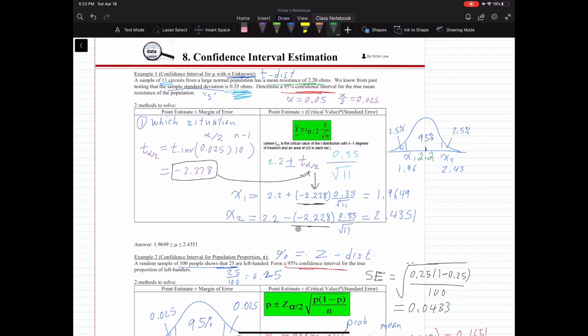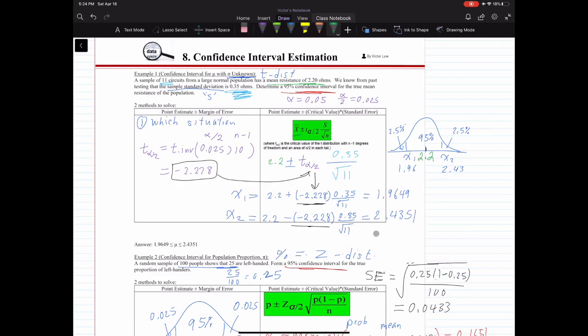And how do you know which is x1 and x2 is based on the answer that you get. X1 is always going to be the smaller number, and then x2 is always going to be the larger number, because x1 is your lower bound, x2 is your upper bound. So the smaller number that you get from the plus minus will be your lower bound, and then the bigger number will be your upper bound.